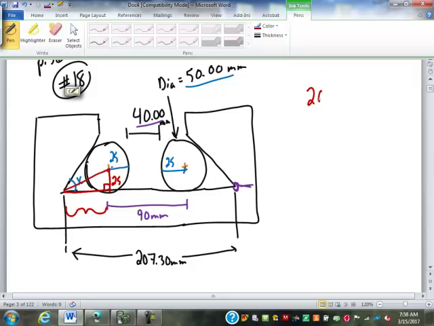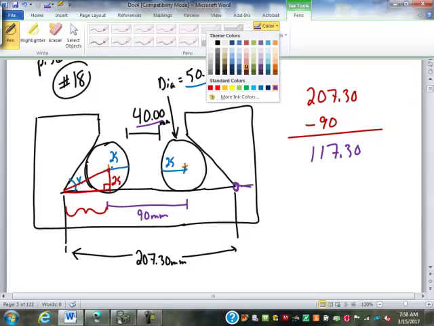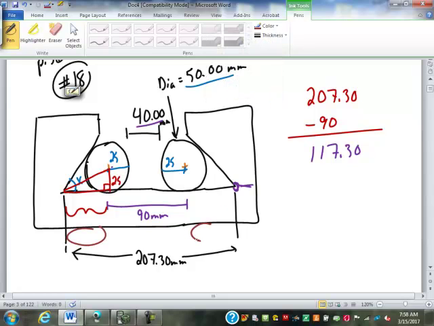We've got the 207.30. If we subtract the 90, we get 117.30. Now that is split evenly between each side. Again, we have to assume this thing's symmetrical. So we're going to have to divide that by 2. So that's 58.65 millimeters. So this is 58.65 millimeters.